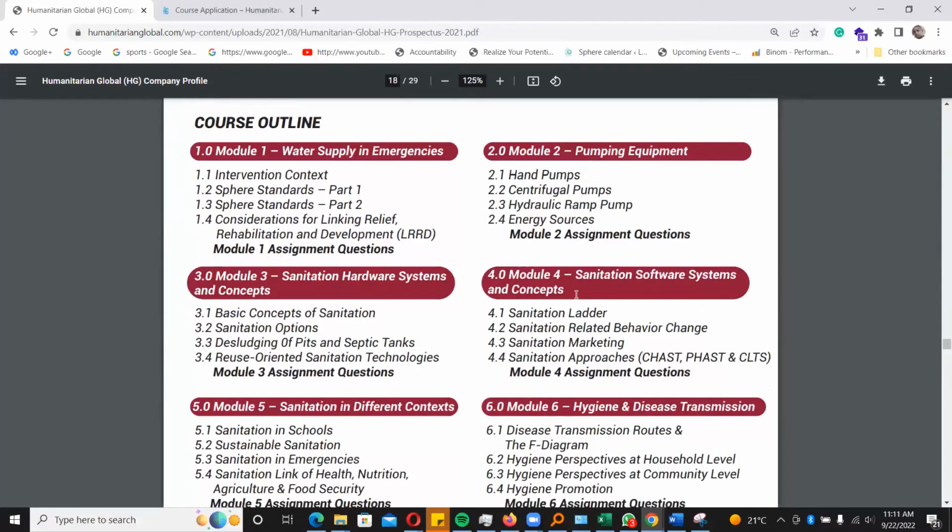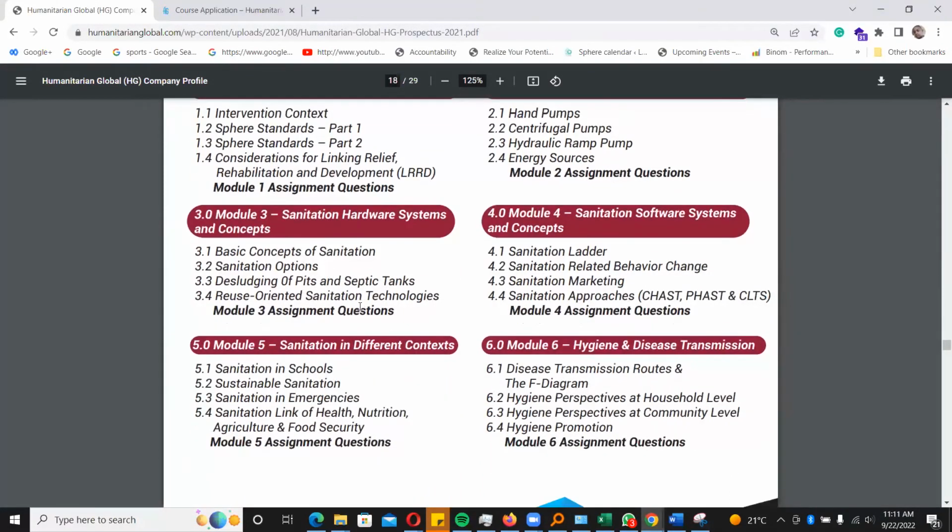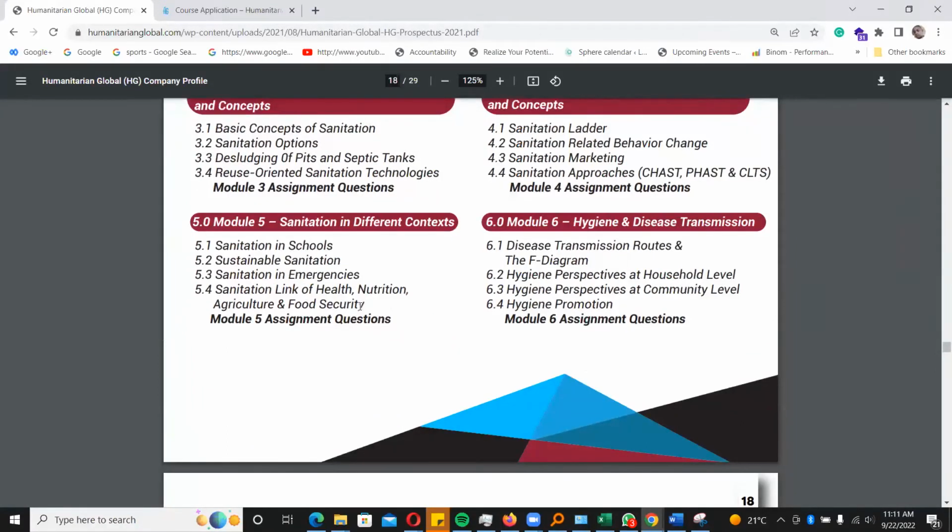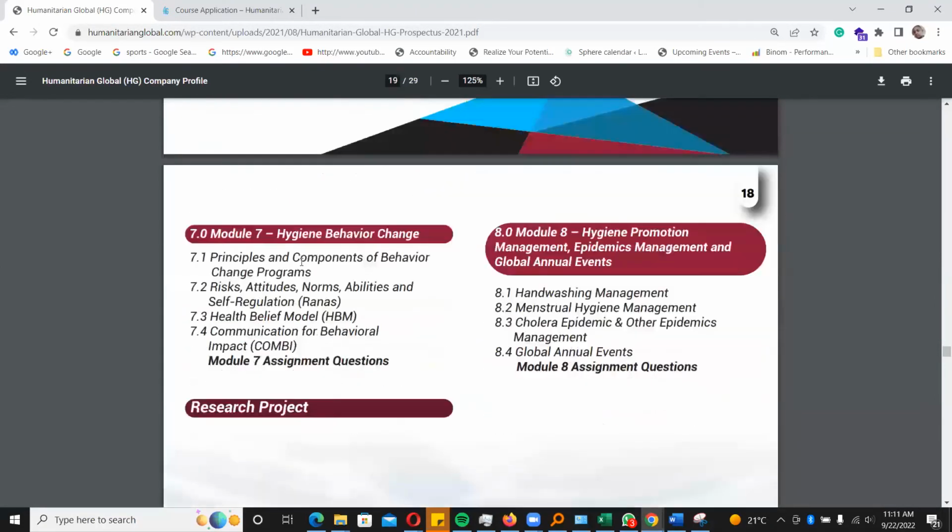We also switch to sanitation software systems and concepts. We look into sanitation in a different context. We also go through again hygiene and disease transmission. We also look at hygiene behavior change, and you can see it is very relevant to what most of us might be doing at the moment. And then we also look into epidemics and management, and also hygiene promotion management, as well as global annual events.